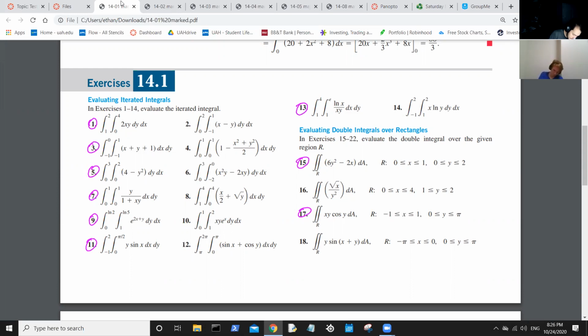Because that's how this works. Then you'll have e to the u evaluated from 1 to ln 5. Now right here we could do this, or we can do this a different way. Which way would you like?